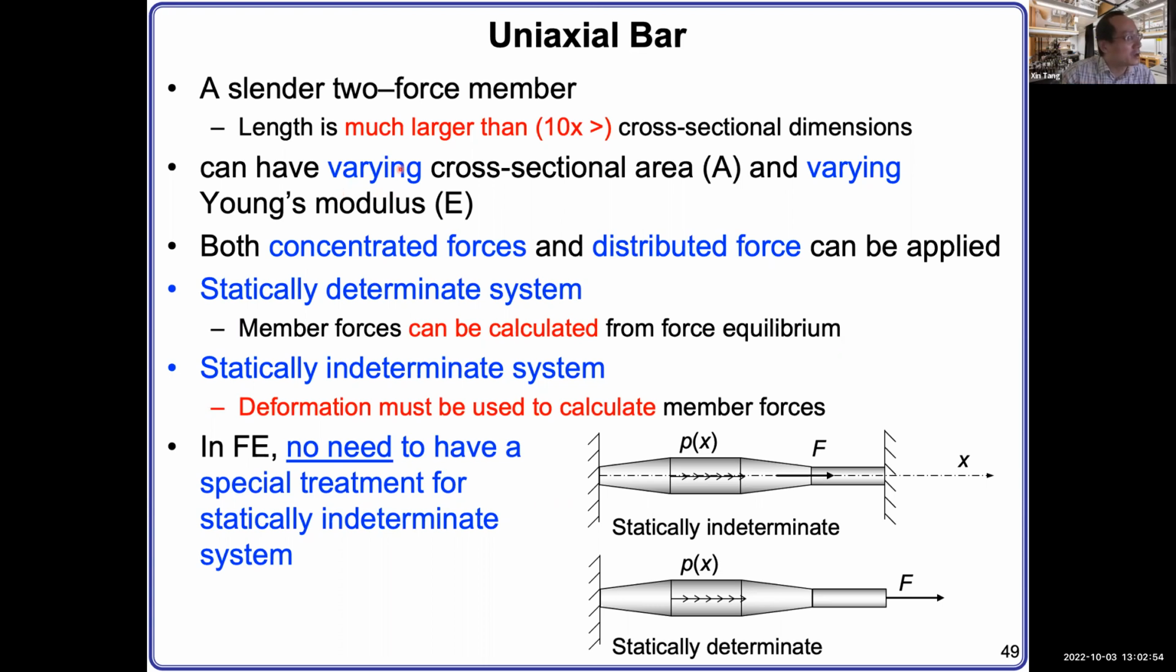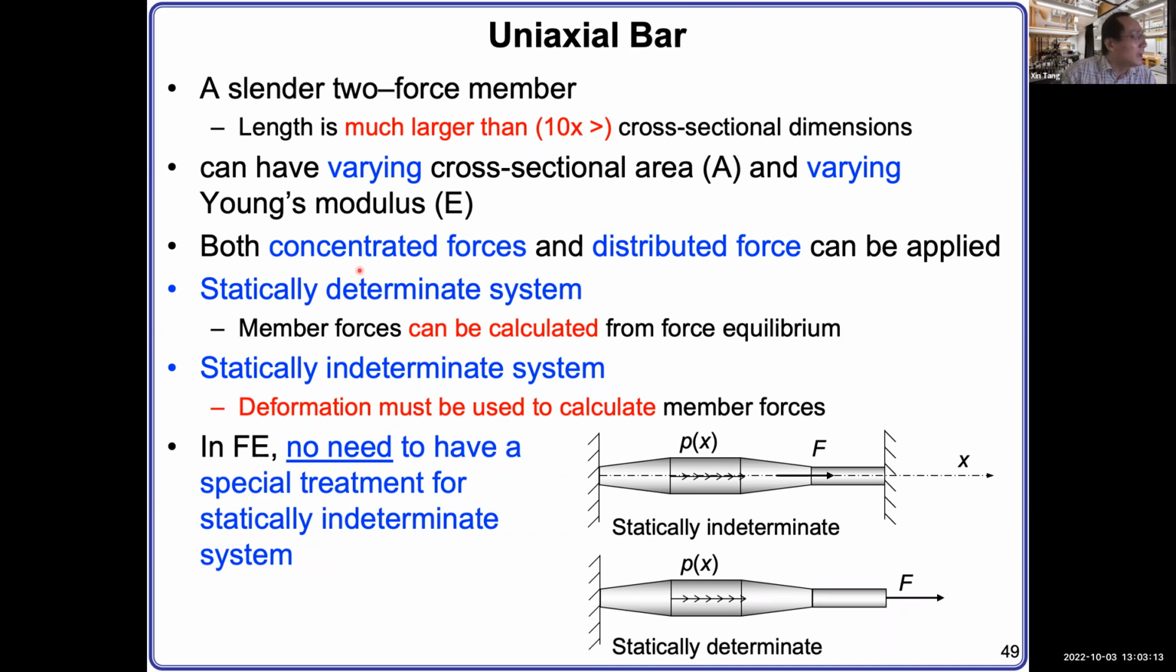Here you can change the cross-section area, and you can also change Young's modulus. So the material property can also change. That actually means that this material at a different point, you can consider it different. You have to deal with it separately, specifically.